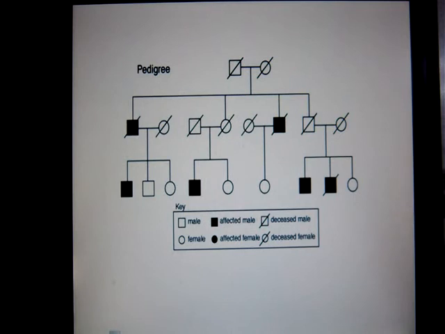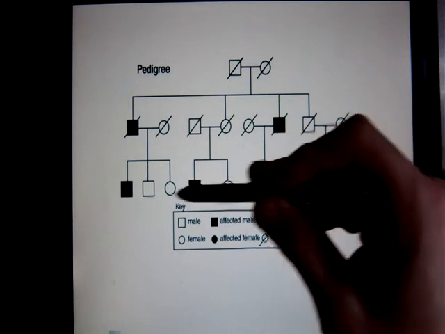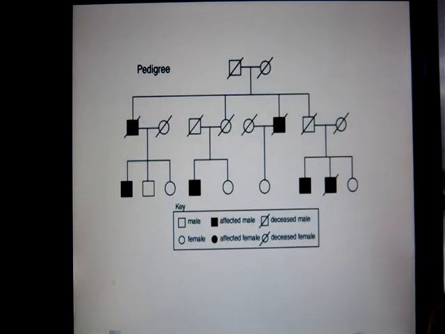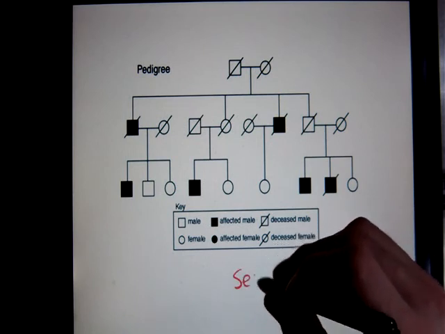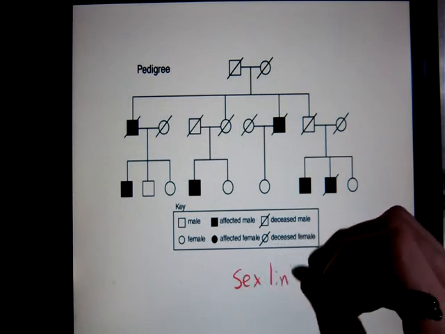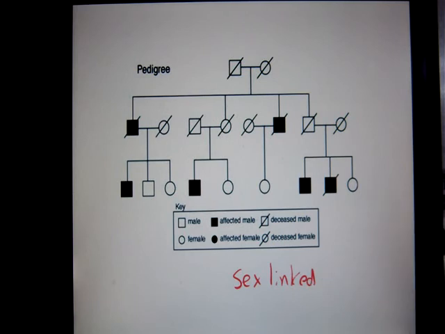So if we look at this disease, we've got 1, 2, 3, 4, 5, 6 males, 0 females. So in that case, that's pretty obviously sex-linked. Way more males than females, so this would be a sex-linked disease. Now I have to determine if it's dominant or recessive.